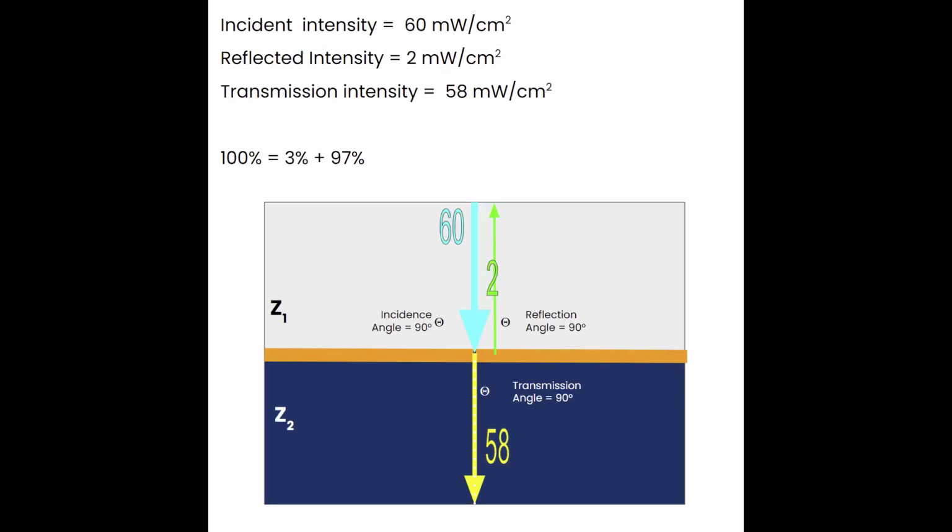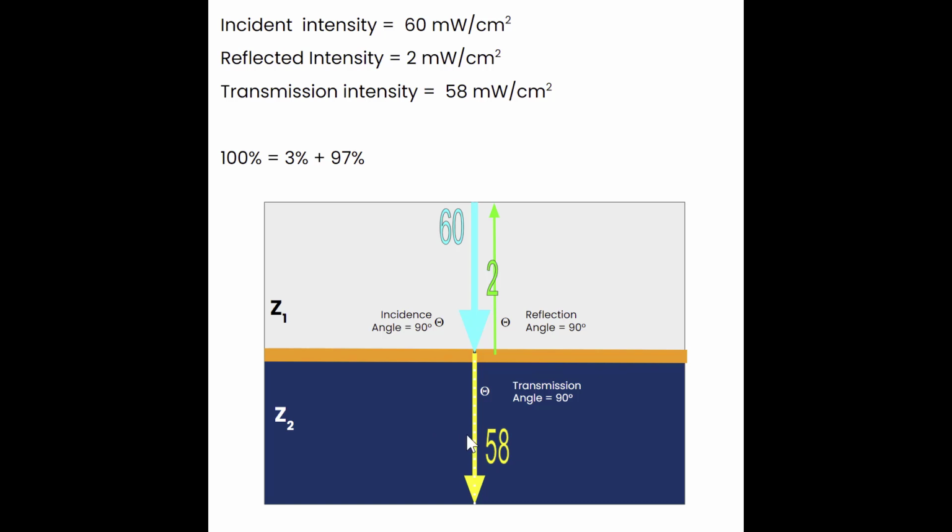And here's an example of looking at the intensities of the waves and figuring out the IRC and the ITC. So if I told you that the incidence wave has an intensity of 60 milliwatts per centimeter squared, and the reflected intensity is 2 milliwatts per centimeter squared, we can take 2 divided by 60 and see that it equals 3%. So the IRC in this situation is 3%. 100 minus 3% leaves us with 97% for the ITC.